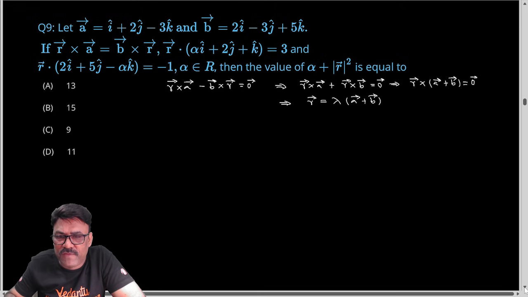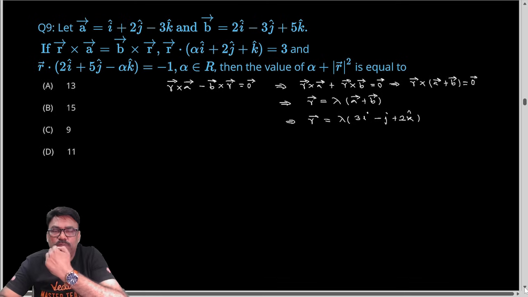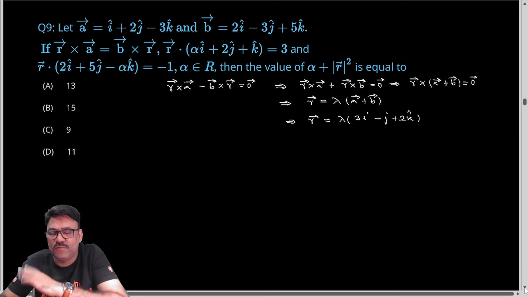That means I can take vector r as lambda times (A plus B). What is A plus B? Just add A and B. So i plus 2i, 3i. Then 2j minus 3j, minus j. Then minus 3k plus 5k, 2k. So this is vector r here: 3i minus j plus 2k, times lambda.